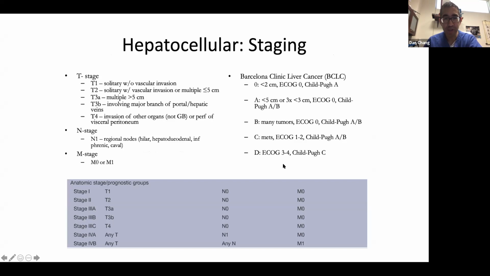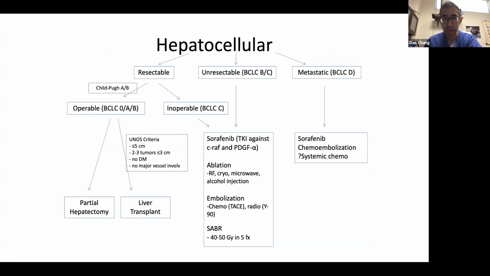Essentially, we don't pay too much attention again to the T stage or N stage because it really comes down to, is the tumor resectable or not? If it's resectable, you resect it. If it's not resectable, then we think about other options, things like chemoembolization, radiofrequency ablation, other types of things. And so this is just a quick diagram of how we handle it.